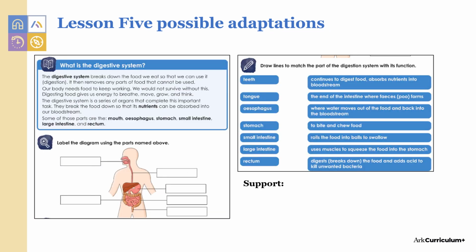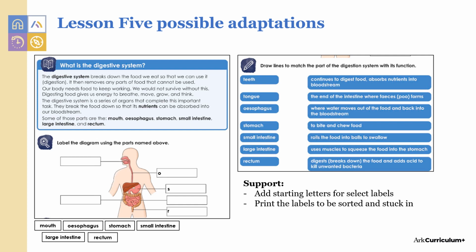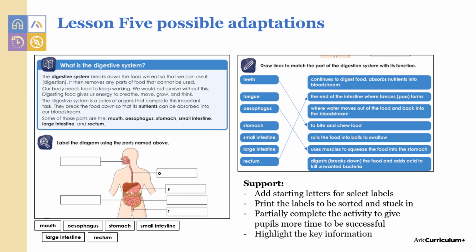For lesson 5, there are many ways of adapting these activities. You could add starting letters for either all of the labels or just some. You could print the labels for pupils to sort and stick in instead of write. For the write task, you could partially complete the activity to give pupils more time to be successful. And another option again is to highlight the key information, and this time in the activity itself.